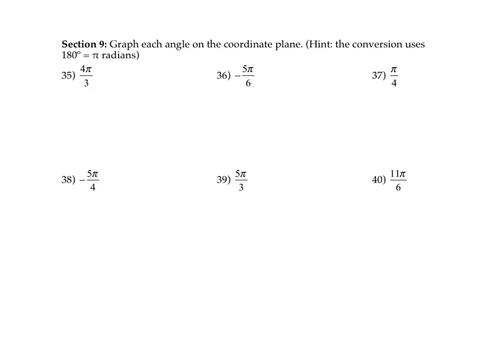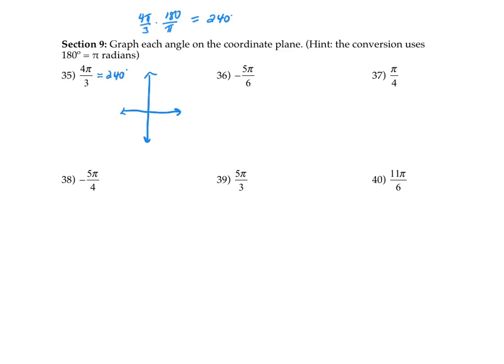Alright, in section 9, we're asked to graph each angle in the coordinate plane. So we're doing a reference angle. In number 35, we have 4 pi over 3. If you're not sure what 4 pi over 3 is equivalent to, you can always multiply by 180 over pi, do a little conversion. And because it's being divided by 3, it's a multiple of 60 degrees. So it ends up being 240 degrees.